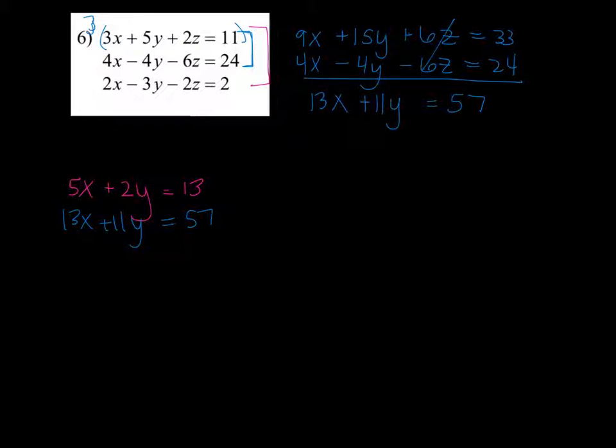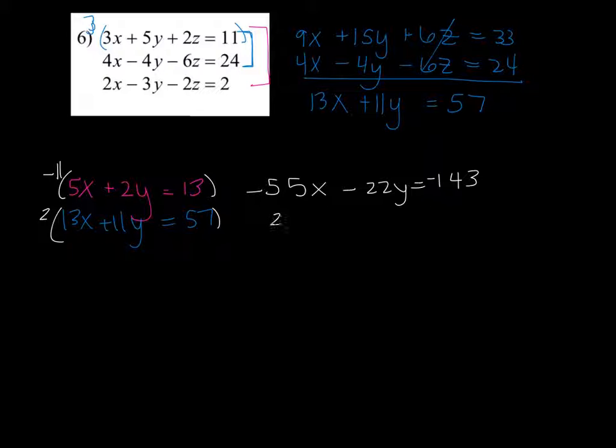Okay, so now I'm going to solve these two equations using elimination. And so I look at this and I don't see a quick way to just eliminate one of the variables. So I'm going to multiply this top one by negative 11 and this bottom one by 2, and that will cancel out my y's. So everything gets multiplied by negative 11 on top. And everything gets multiplied by 2 on the bottom.